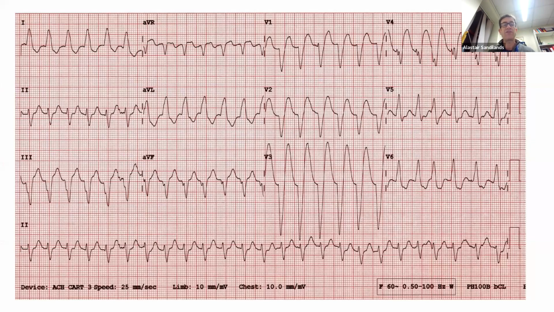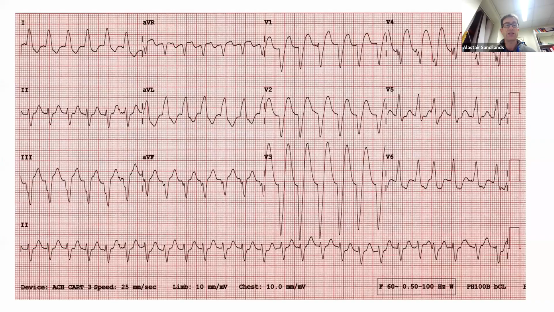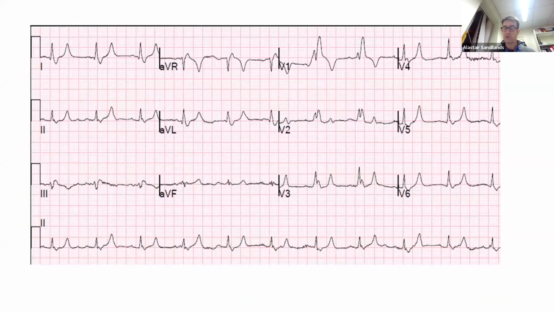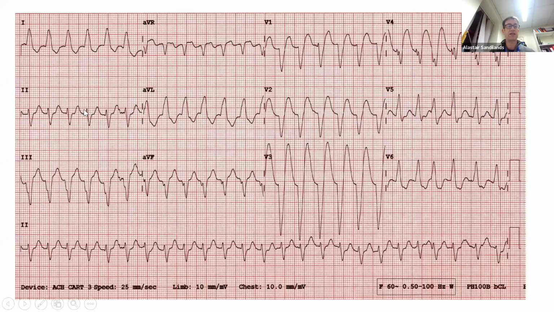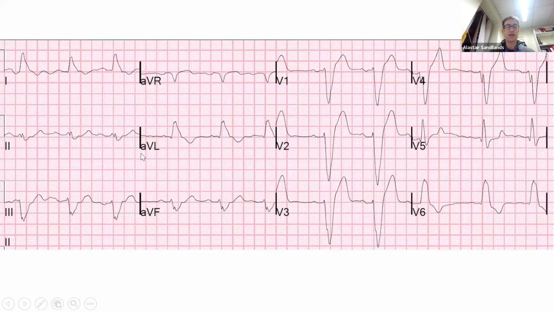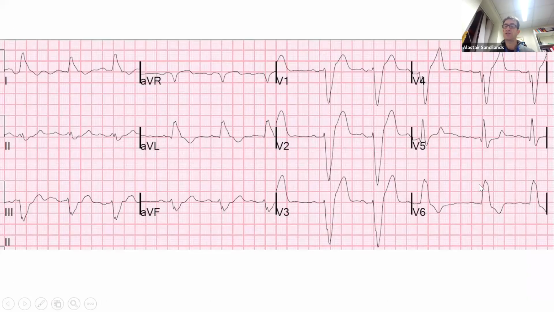Look at lead 1 and AVL now. So they go back and forth. Lead 1 and AVL, yes, they're positive. Lead 2 is negative. So look at 3 and AVF now in normal rhythm. 3 and AVF are negative, yes. Let's look at V5 and V6. V5 and V6 are positive, yes.